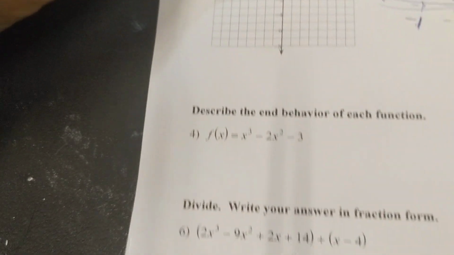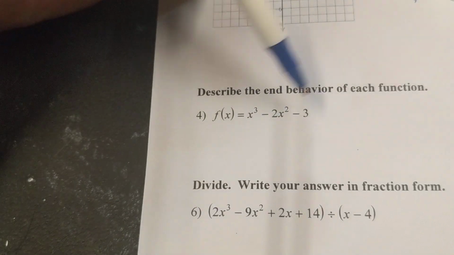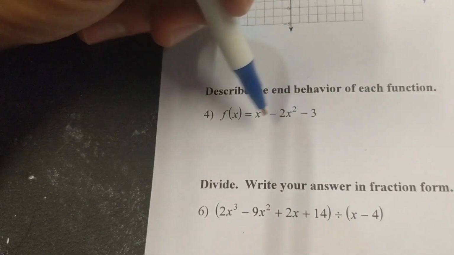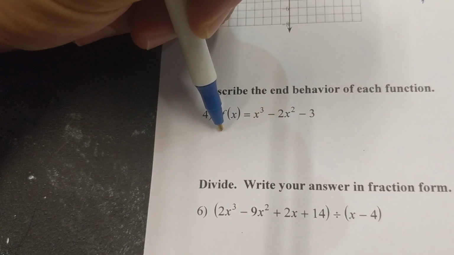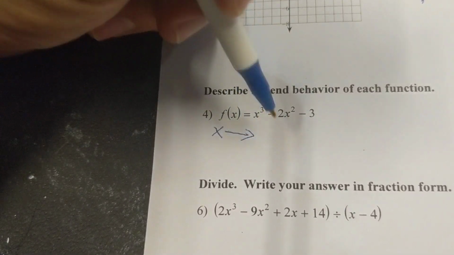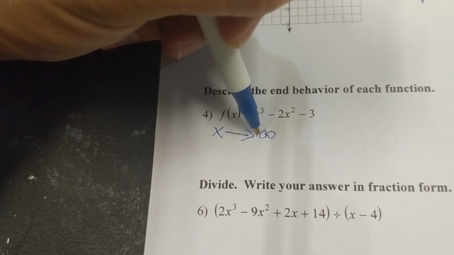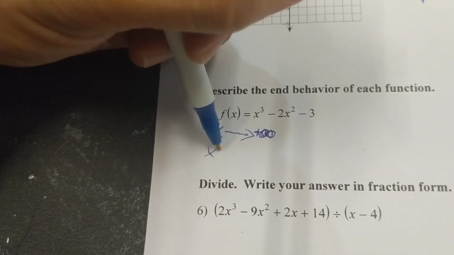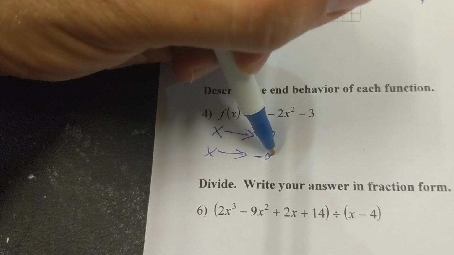Okay, number 4. Let's see here, number 4. Describe the end behavior of a function. So the end behavior, remember, that means we're going to try and discuss what happens as x values go out to positive infinity, and what happens as x goes out to negative infinity.